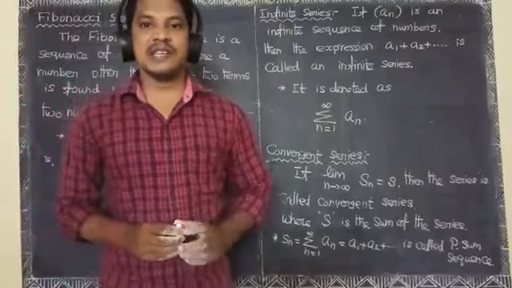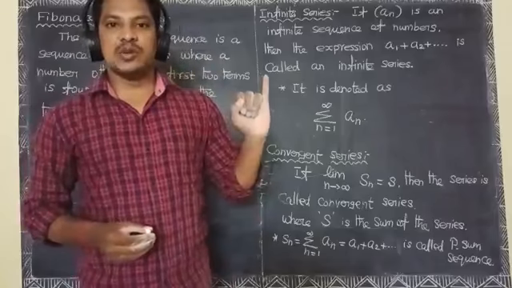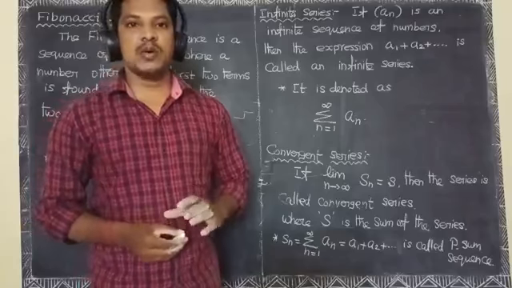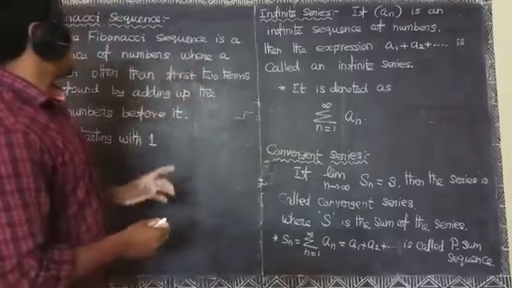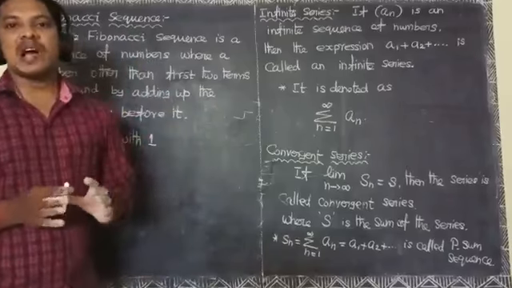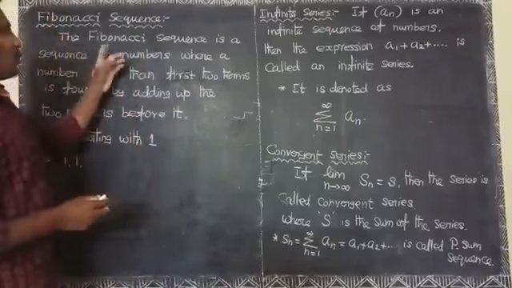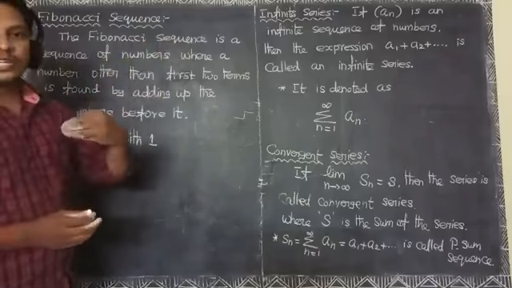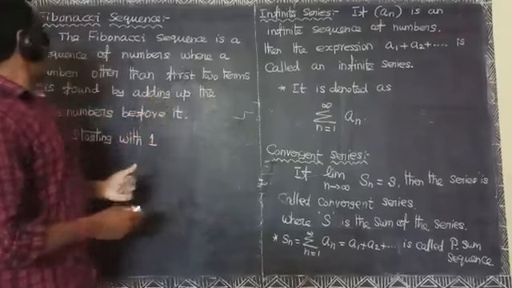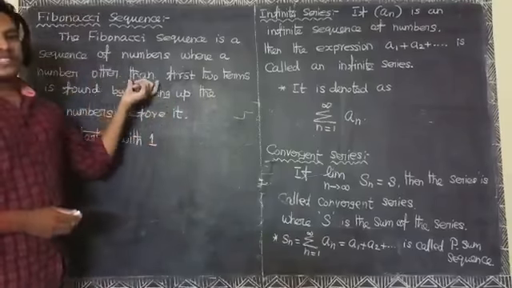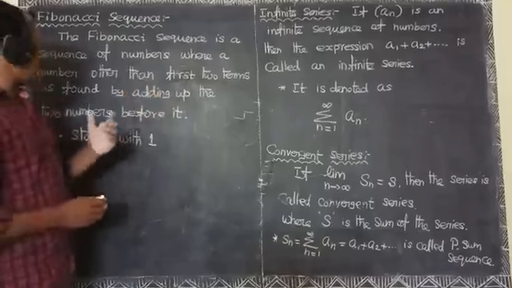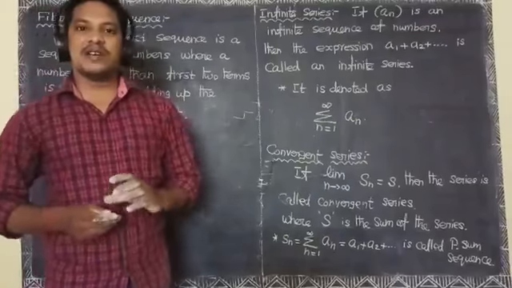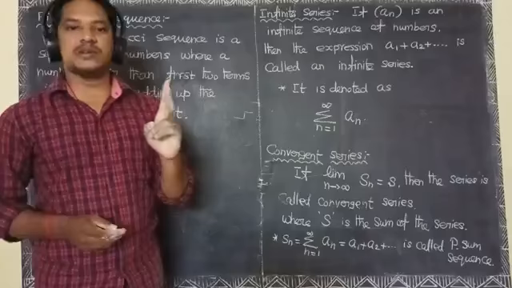In this class we will discuss the Fibonacci sequence and infinite series. Now, go to the Fibonacci sequence. What is meant by the Fibonacci sequence? The Fibonacci sequence is a sequence of numbers where every number other than the first two terms is found from the first two terms.